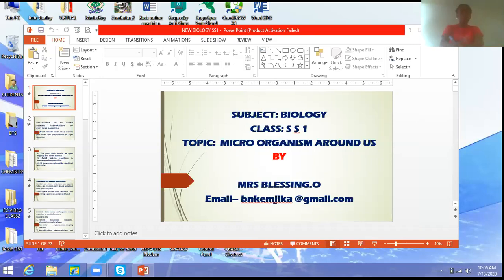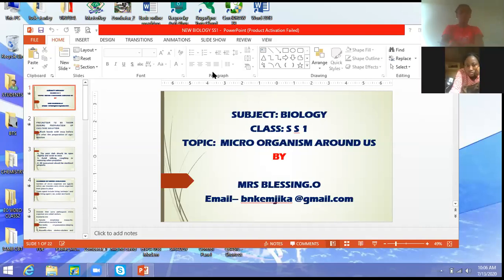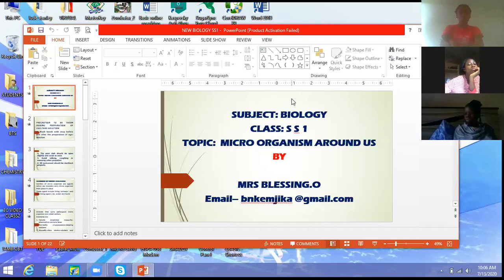Then we also looked at the categories, that's groups of microorganisms. We said that microorganisms are categorized into 5. We have bacteria, fungi, viruses, protozoa, and algae. We looked at viruses, bacteria, protozoa, and algae, and then we went further to look at culturing.